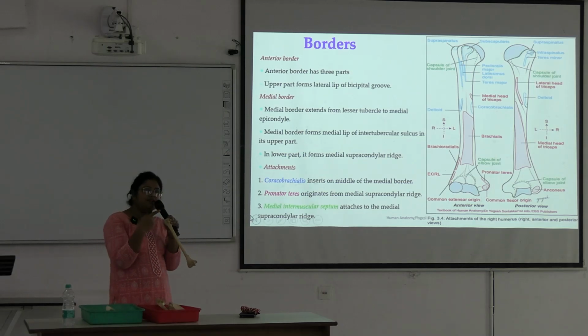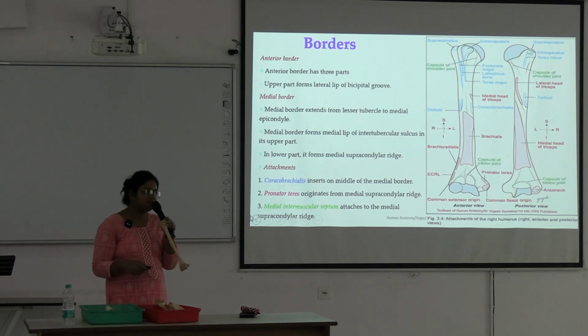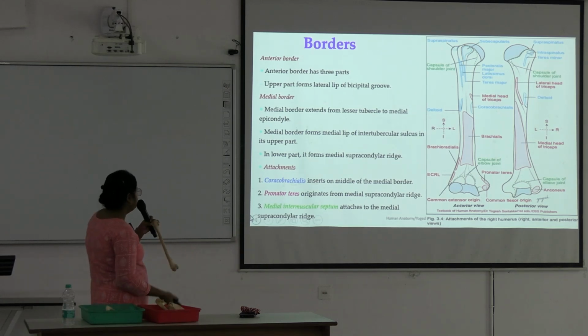Origin you have got in scapula from tip of coracoid process. Insertion is here in the humerus for coracobrachialis. Okay, next.